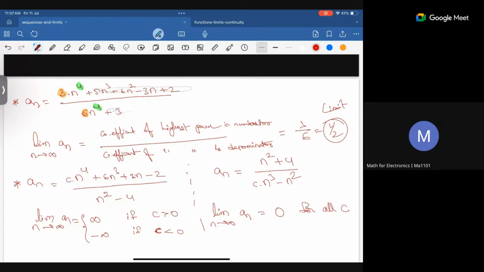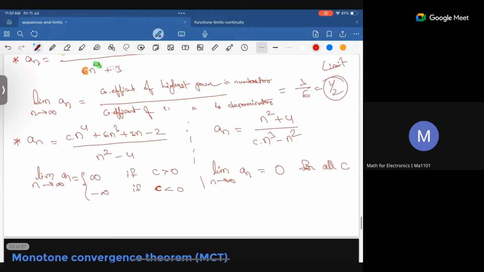Okay, so even n power 1 by n is also okay to visualize, right? So n power 1 by n, as n tends to infinity, what will happen? It will be 1. Yes, it will be 1. So assume that it will be 1.